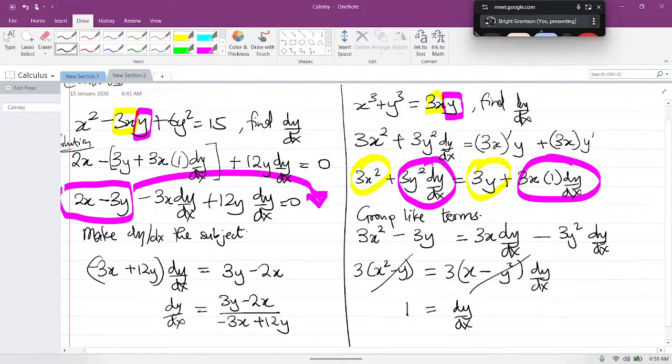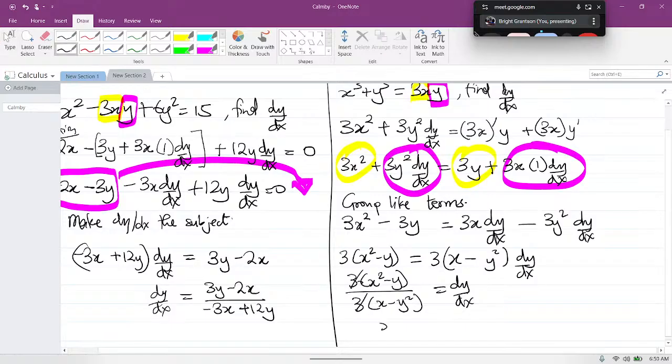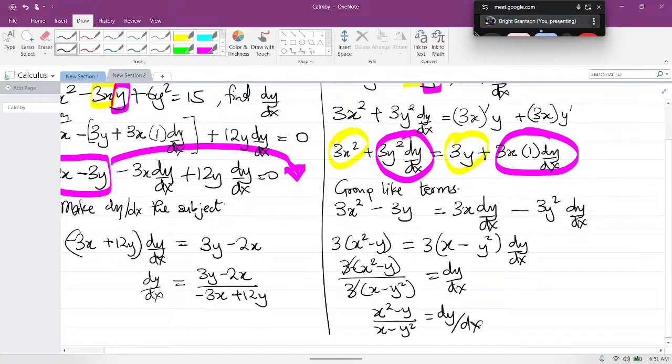Let me do the normal ones that maybe everybody will understand. 3x squared minus y divided by, now they are not the same. You see, one is squared and one is not squared. It's only the 3 that cancels. So x squared minus y over x minus y squared, that's dy/dx.